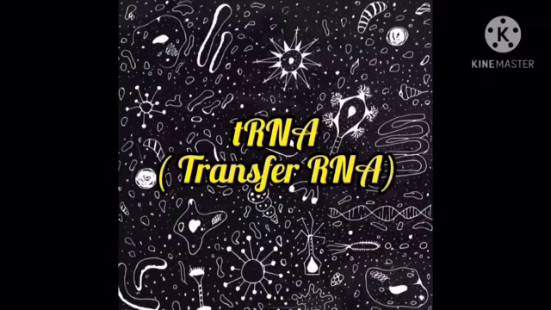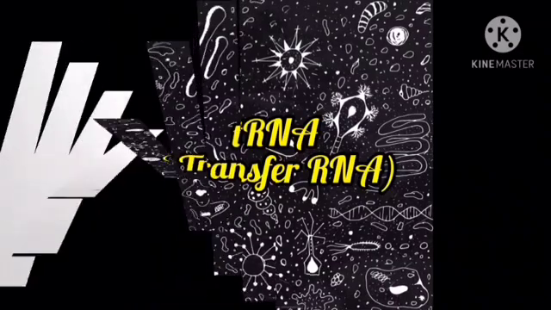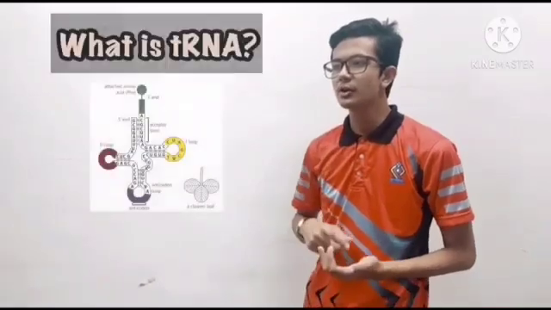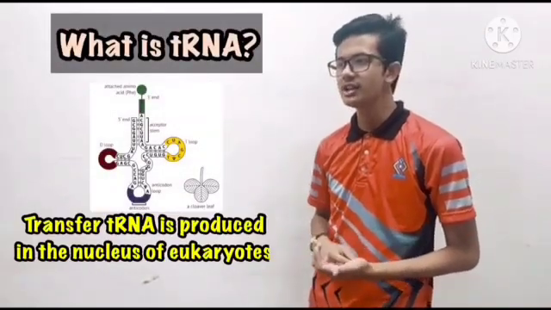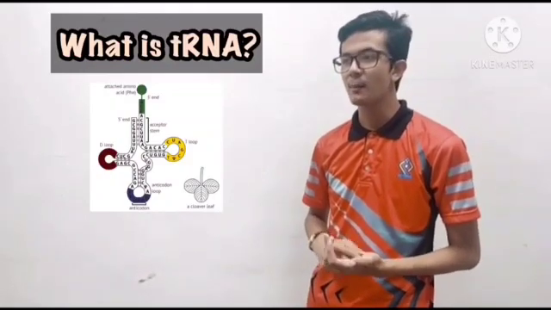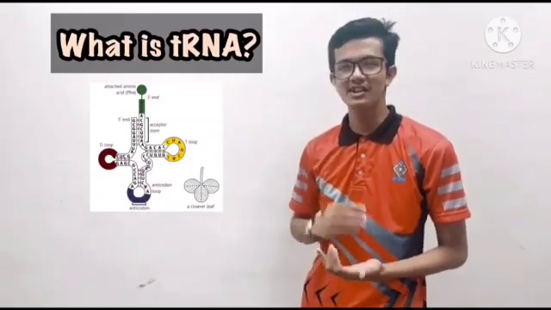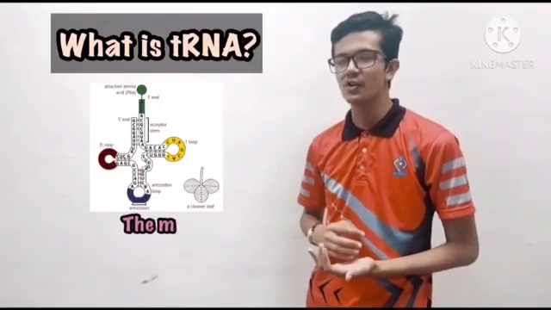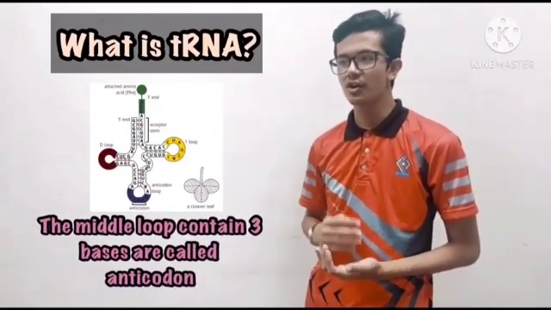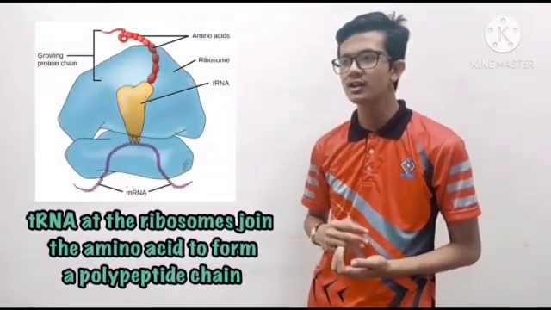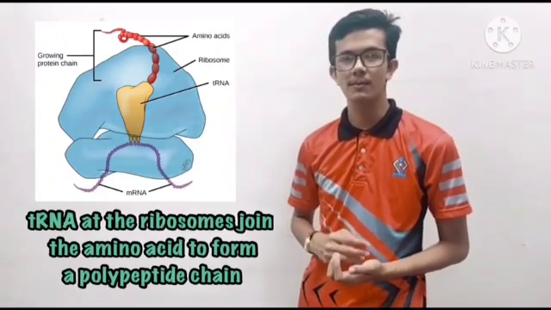Now, I will explain about tRNA, or what we call transfer RNA. Transfer RNA is produced in the nucleus of eukaryotes. The 3D shape of tRNA is held by hydrogen bonds between complementary bases. The middle loop contains three bases called the anticodon, which are complementary to the codon for the amino acid it carries. In translation, tRNA at the ribosome joins the amino acid to form a polypeptide.